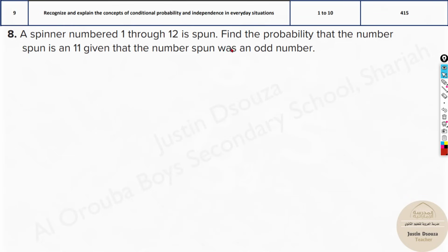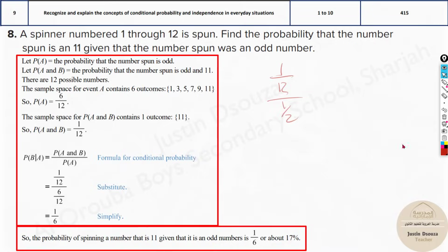Here the given condition is odd, so it's just half. You can directly write half because odd numbers are half of these 12. And the probability of getting 11 is 1 by 12. So it will be basically 1 by 12 divided by 1 by 2. So it's 1/6. One out of 6 chance.